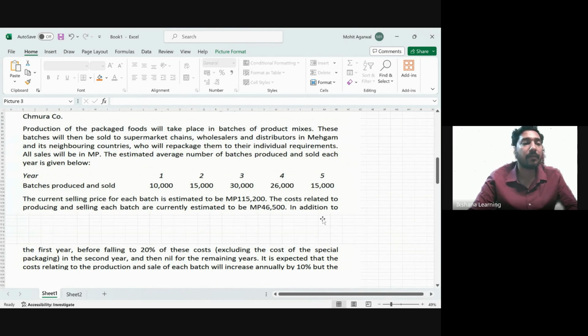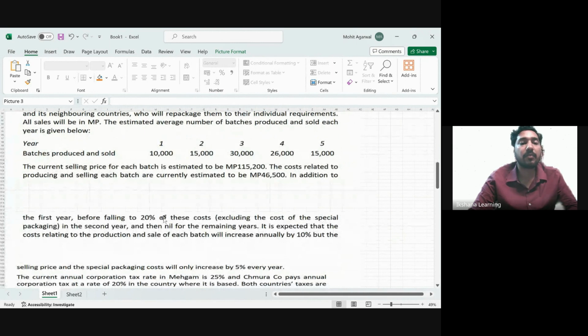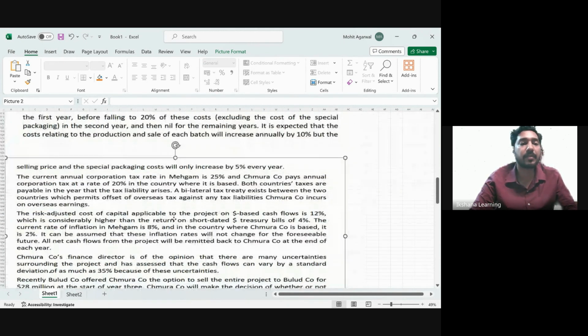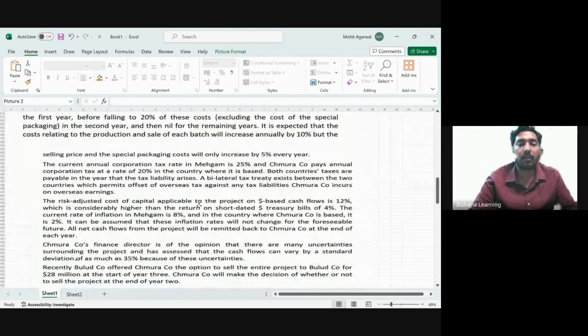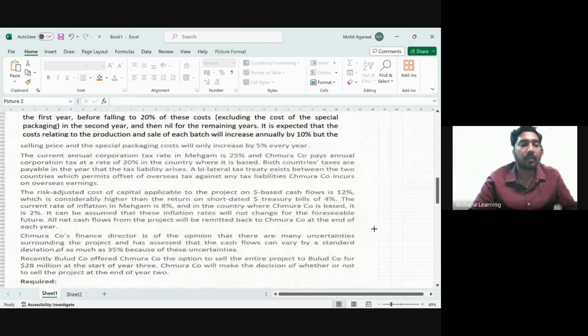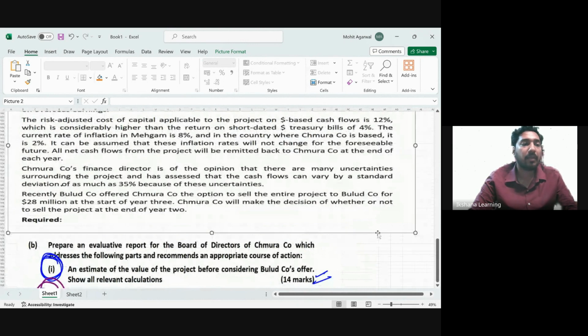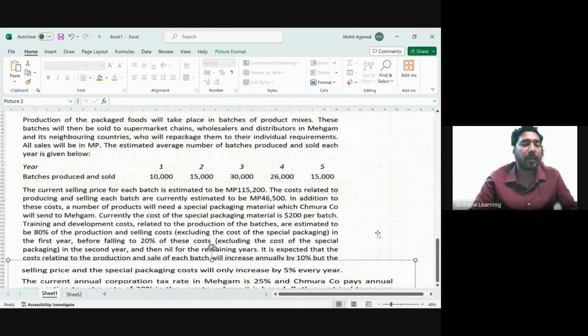In addition, there is a special packaging cost in the first year, falling to 20% of these costs in the second year, and nil for the remaining years. It is expected that the costs of production and sale for each batch will increase annually by 10%, but the selling price and the special packaging cost will increase by 5%. Okay, a lot of data is given to us, so let's start solving this question, and we'll read the remaining data along with solving.